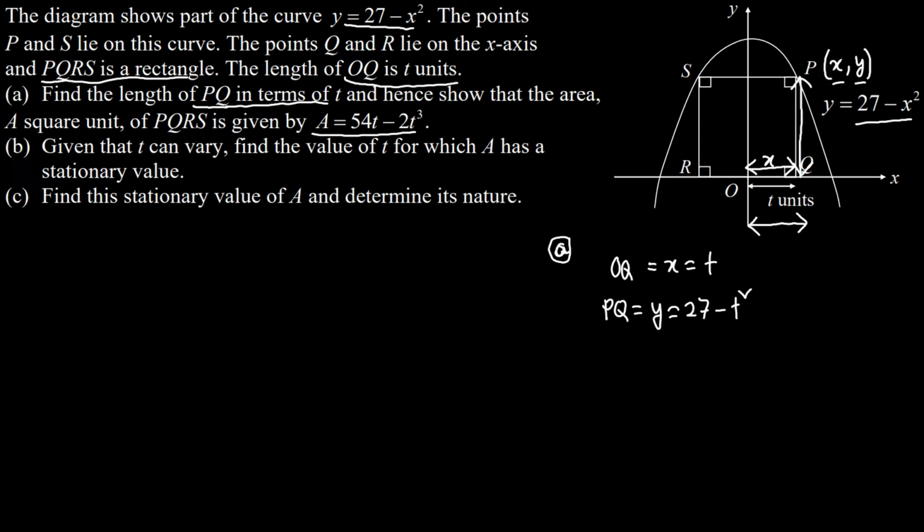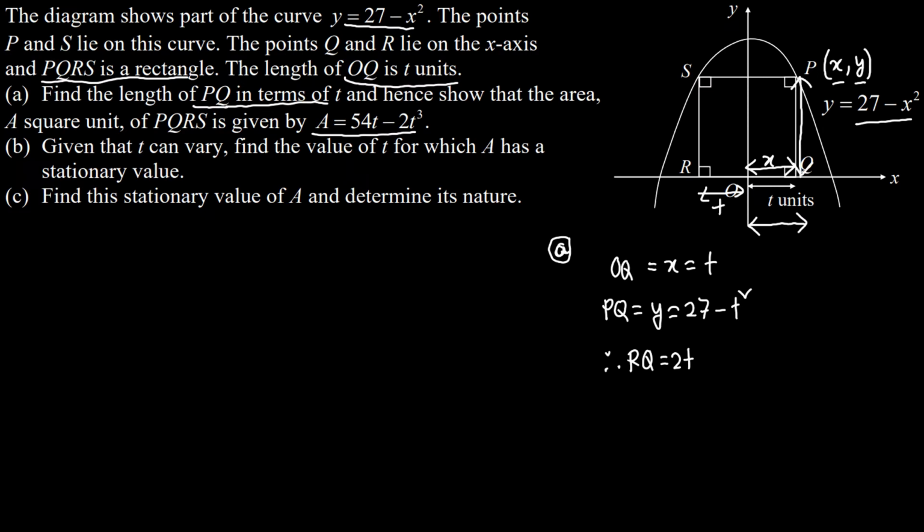Now the question is the area of PQRS. Due to the symmetry, the length of OQ and OR is the same. So on the right side the length is t, and on the left side as well the length is t. So we can write that therefore RQ equals 2t.